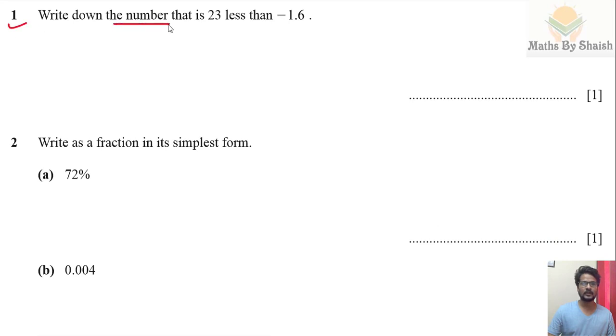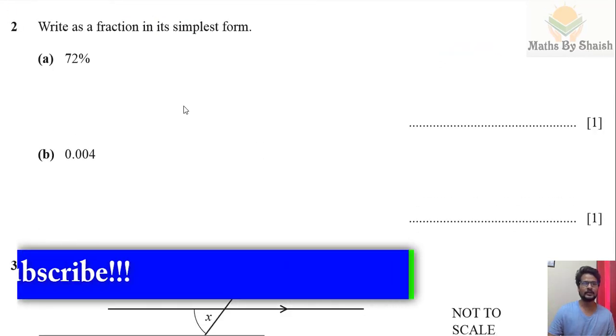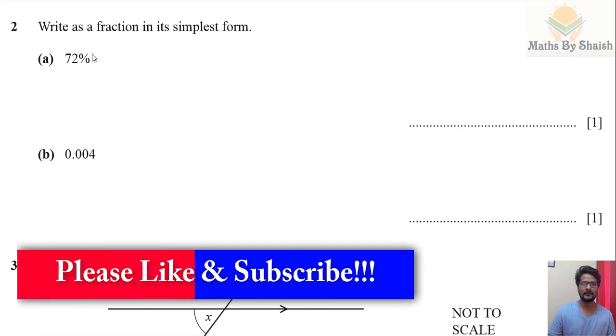Write down the number that is 23 less than minus 1.6. So we will rewrite this mathematically. We need a number which is less than minus 1.6 by 23 units, so it is minus 1.6 minus 23, and the sign would be minus, so minus 23 plus 1.6 gives minus 24.6. That's the answer. And second question, write as a fraction in its simplest form.